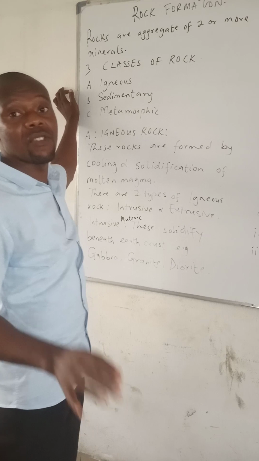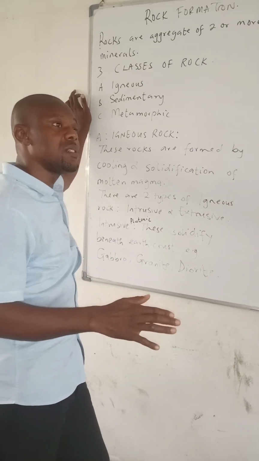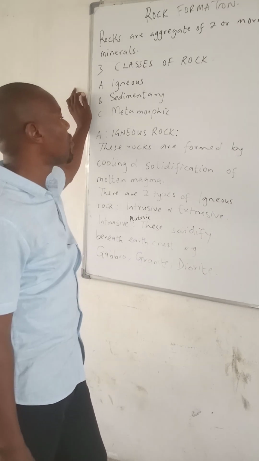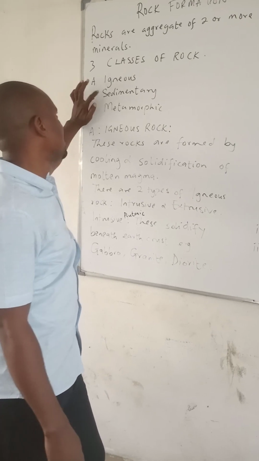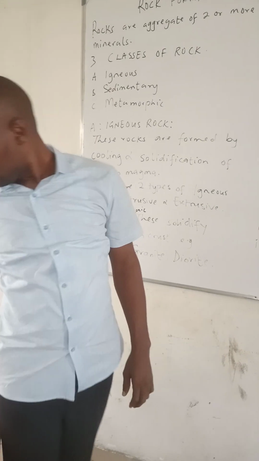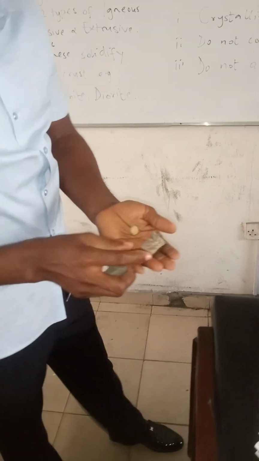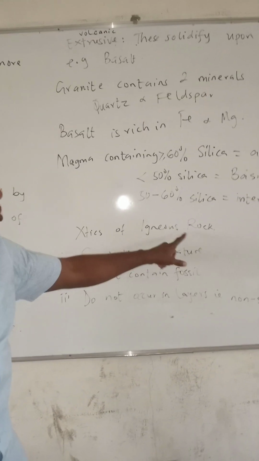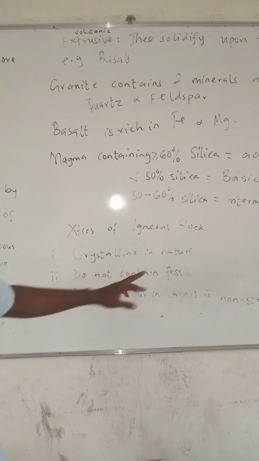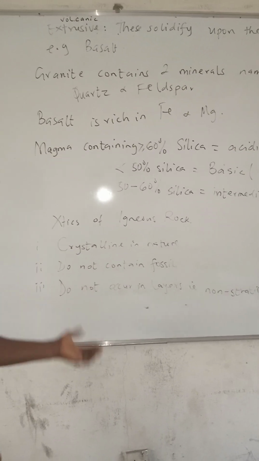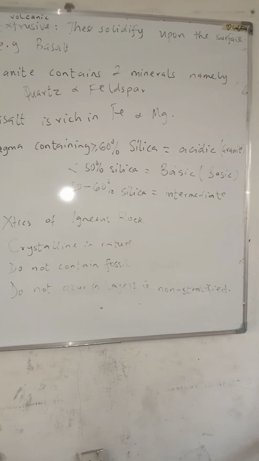The igneous rock are those rocks that are formed through the cooling and solidification of molten magma. I have a teaching aid today. You can see. Now, characteristics of igneous rock: they are crystalline in nature, do not contain fossil, they do not occur in layers.